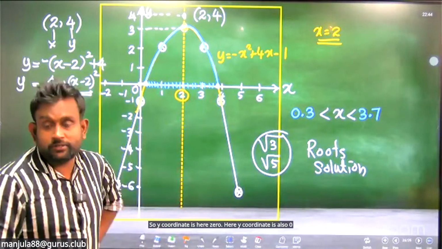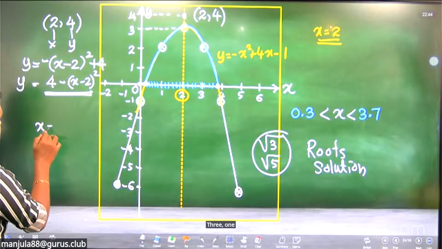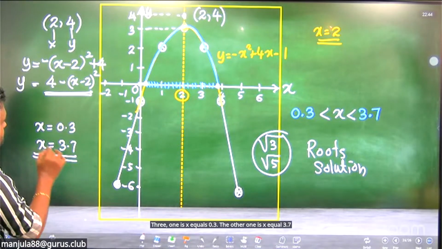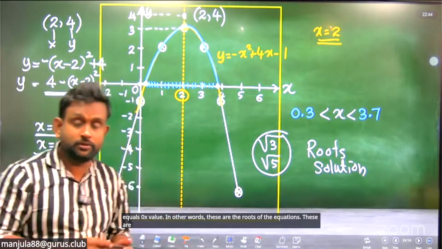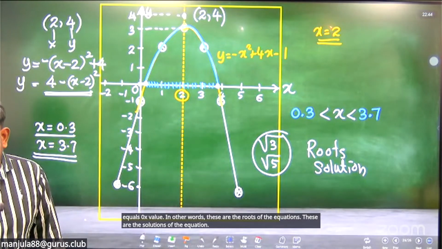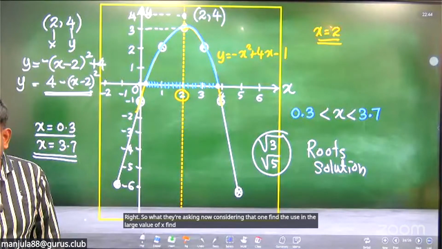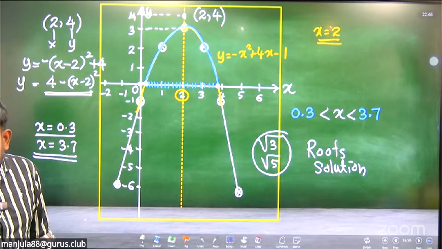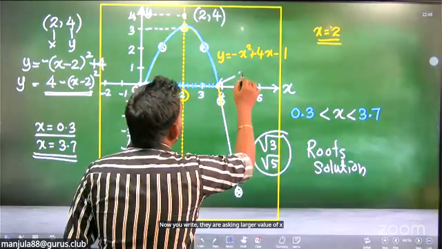So where y equals 0, there are two values here: one is x equals 0.3, the other is x equals 3.7. These are the x values where y equals 0. In other words, these are the roots, the solutions of the equation. Now they ask: using the larger value of x, find the square root of 3. The larger value of x is 3.7.